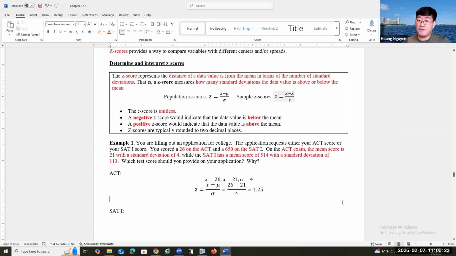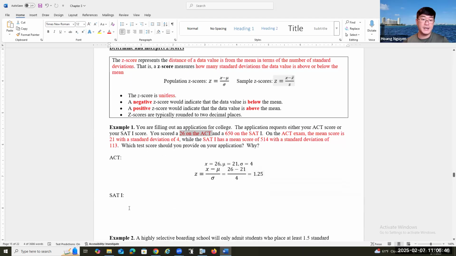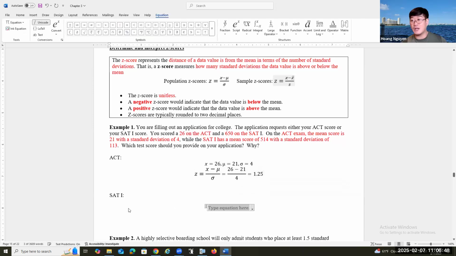So what's the meaning of this calculation, 1.25? This is a positive 1.25, which means that a student with an ACT score of 26 has a test score that is 1.25 standard deviations above the mean. Now, with a similar idea, let's give it a try for the SAT. Let's see if you do better on the SAT or not.